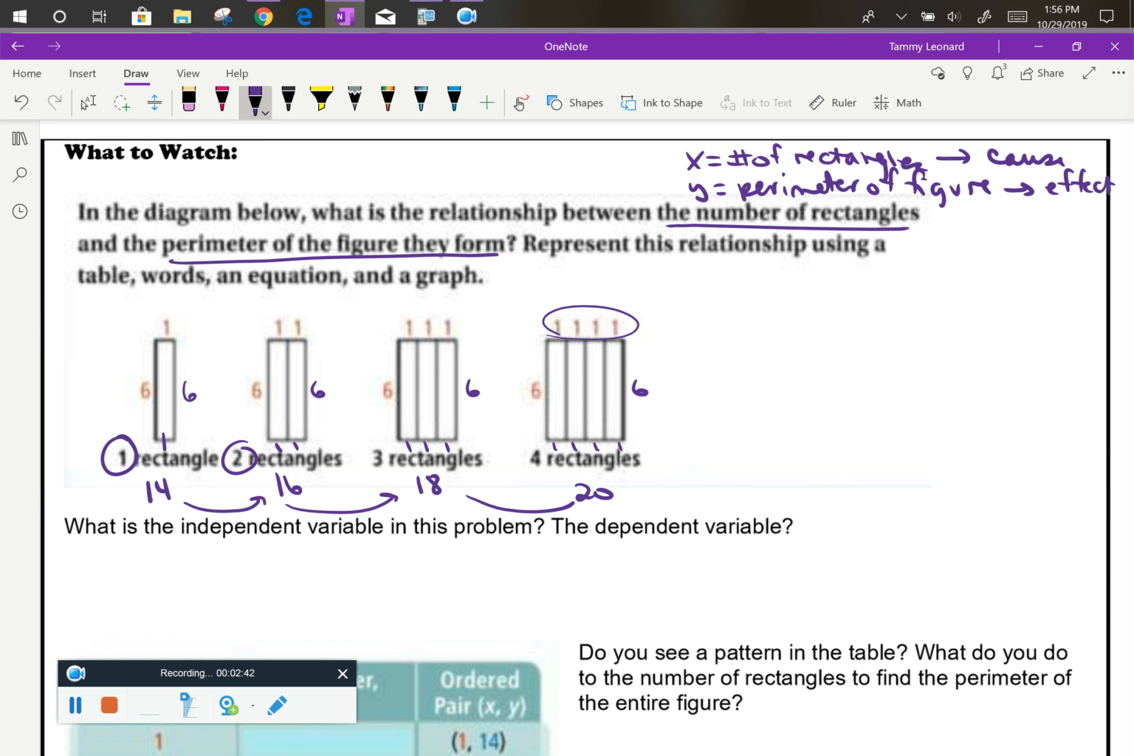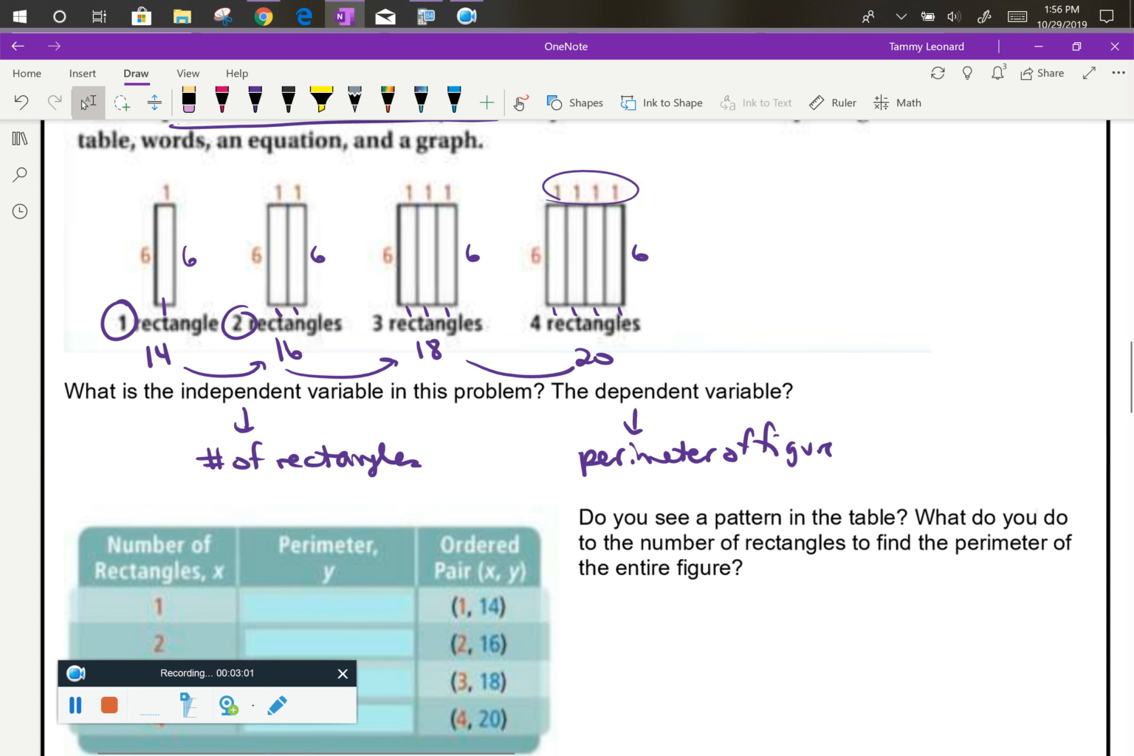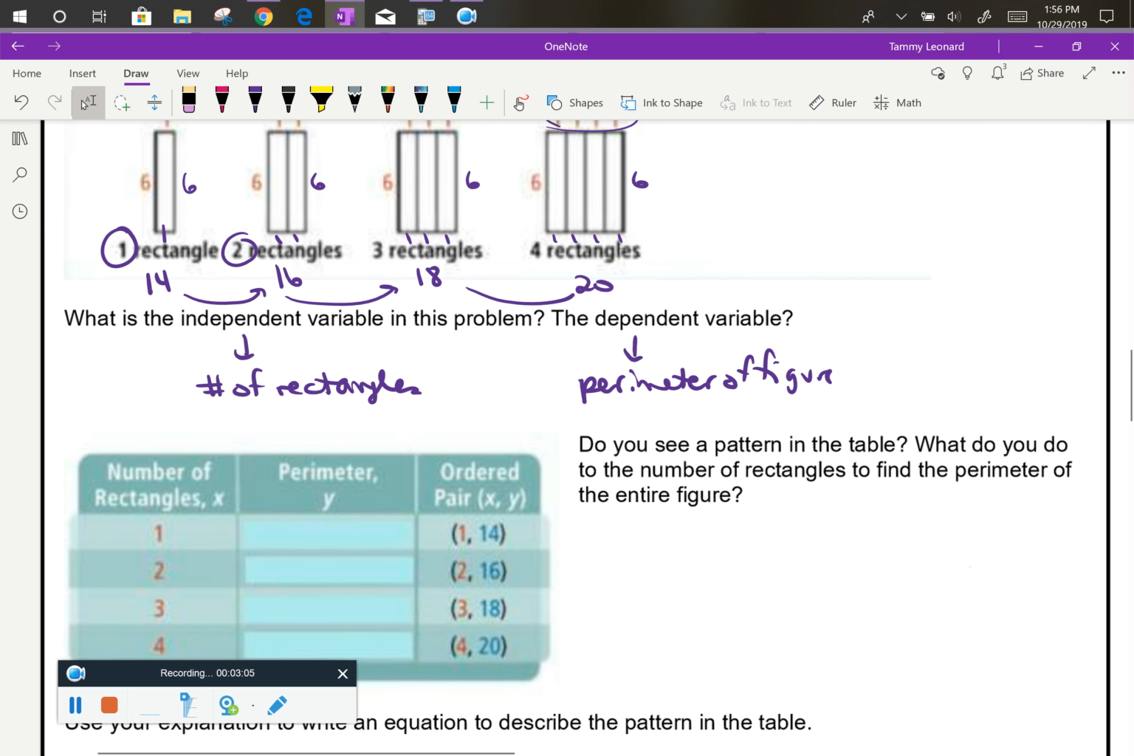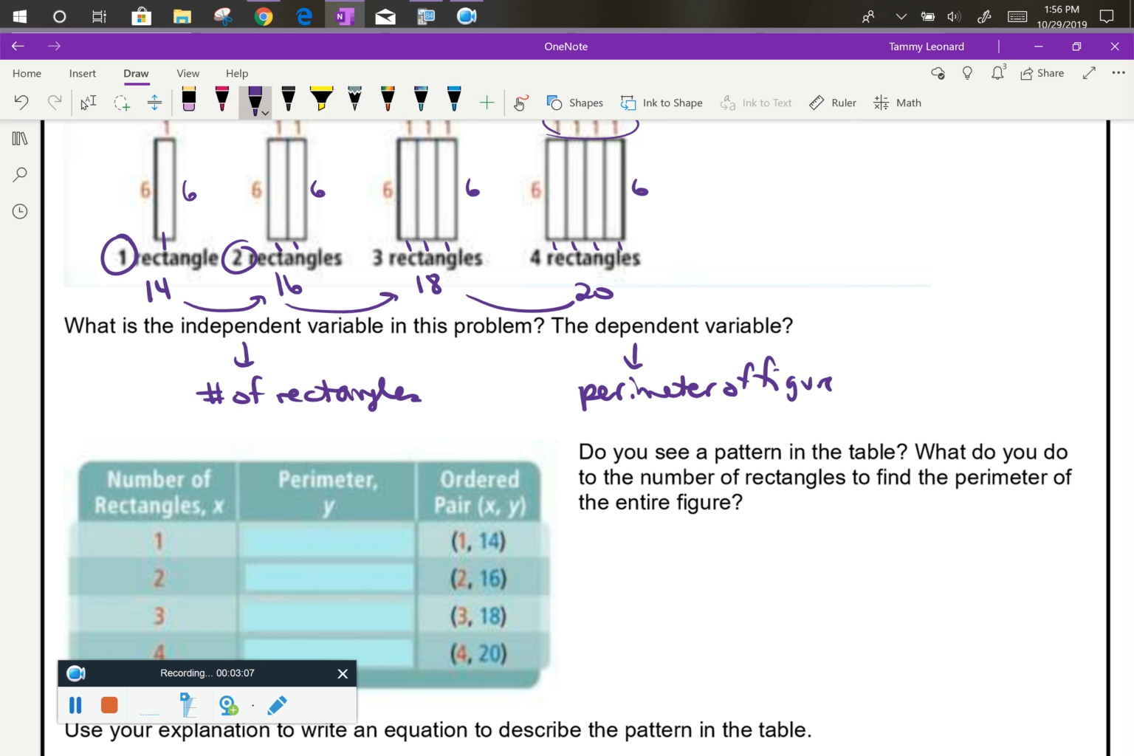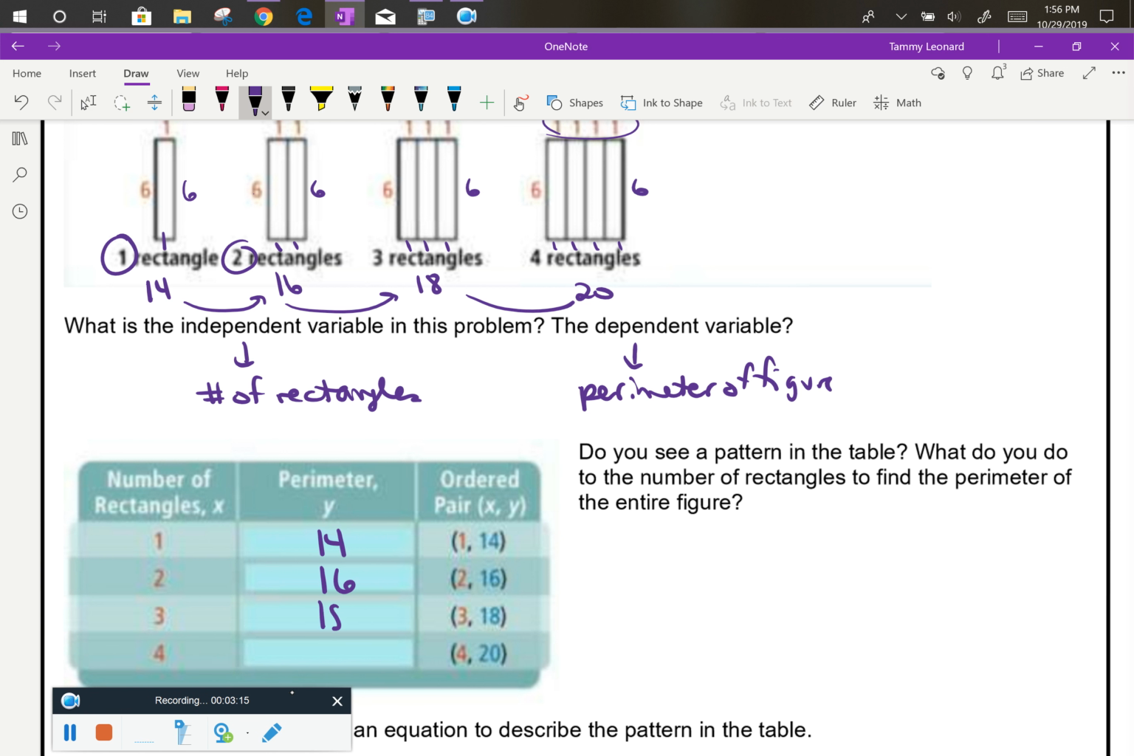All right, taking a look at some of the questions as they're laid out here, you'll see that we actually already addressed this first one. The independent variable here is the number of rectangles, and the dependent variable is the perimeter of the figure. As we examined the pattern, we actually got all the information we needed to make the table. When we have one rectangle, we have a perimeter of 14. When we have two rectangles, we have a perimeter of 16. When we have 3 rectangles, we have a perimeter of 18. And 4 rectangles gives us a perimeter of 20.